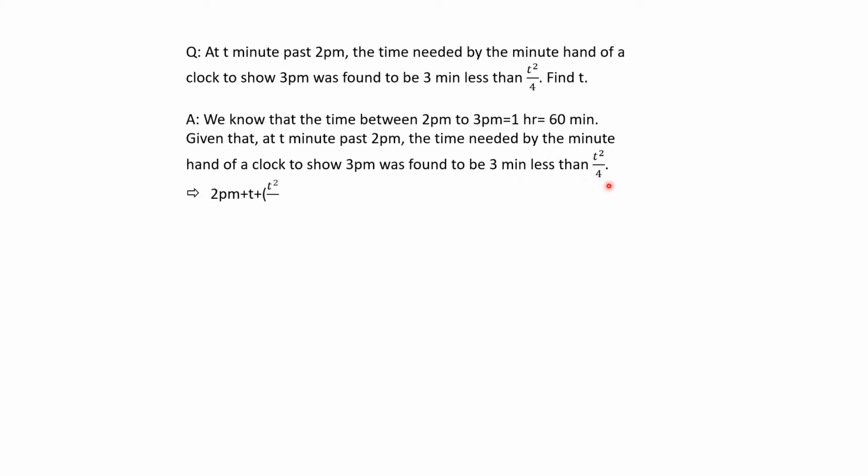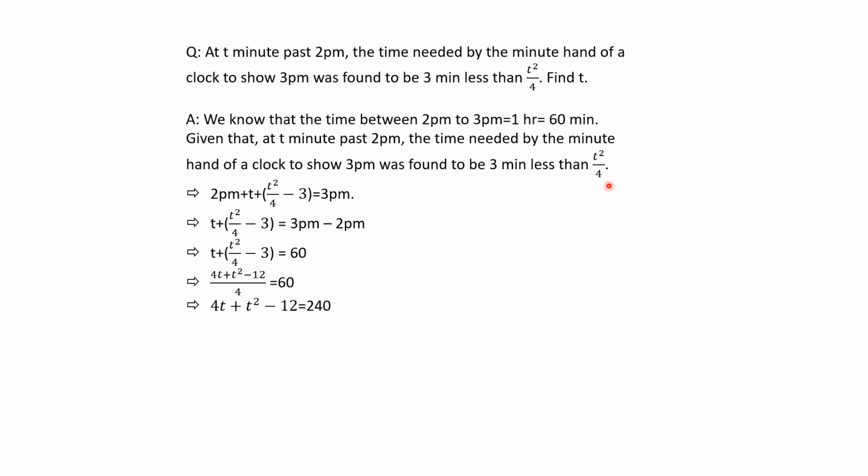That means the equation goes like this: 2 p.m. plus t square by 4 minus 3 equals 3 p.m. Or we can write t plus t square by 4 minus 3 equals 3 p.m. minus 2 p.m., which is nothing but 60 minutes. So on simplifying, taking 4 as LCM on the left hand side, it is (4t plus t square minus 12) divided by 4 equals 60. Or you can write it as 4t plus t square minus 12 equals 240.